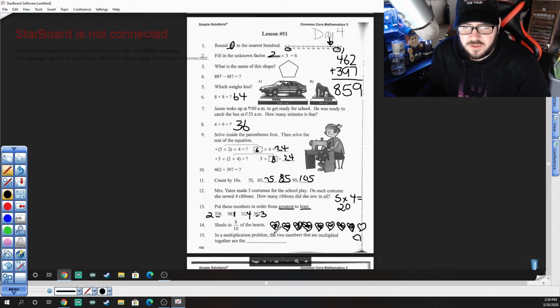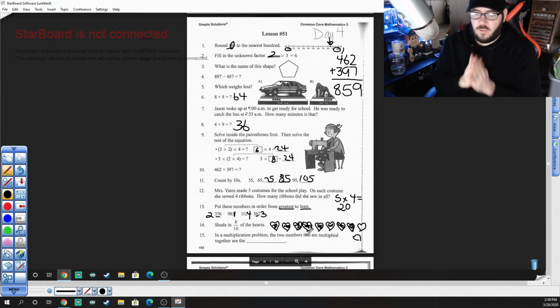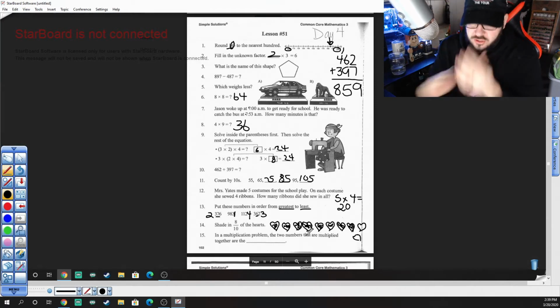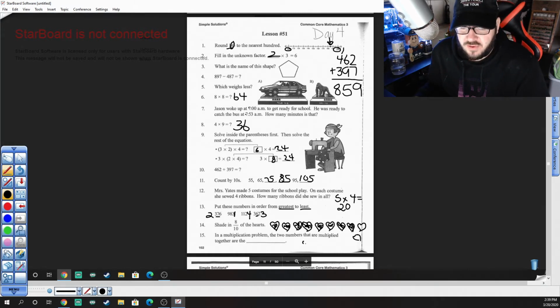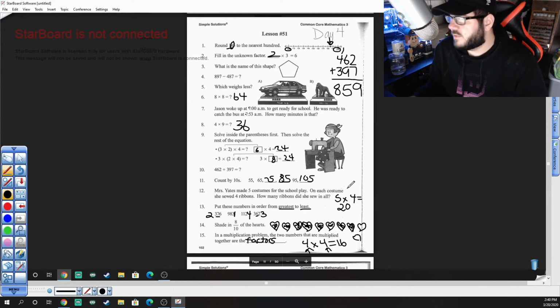In a multiplication problem, the 2 numbers that are multiplied together are the blank. So, what do we call the 2 numbers that are multiplied together? So, like if I'm doing 4 times 4, 16. What do we call 2 numbers multiplied together? They have a name. And if you did the last page, the day 1 page, then you might remember the word factors. These are called factors. Okay? Pretty simple stuff there.